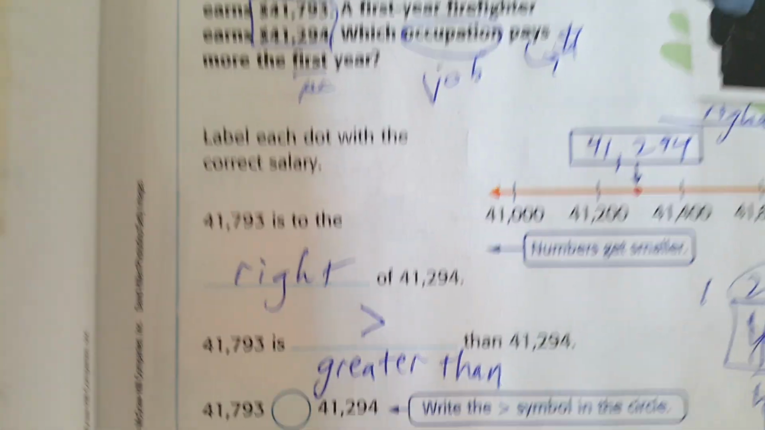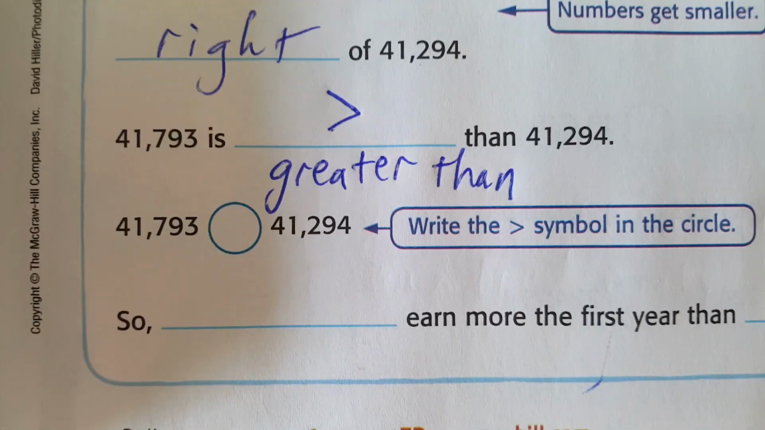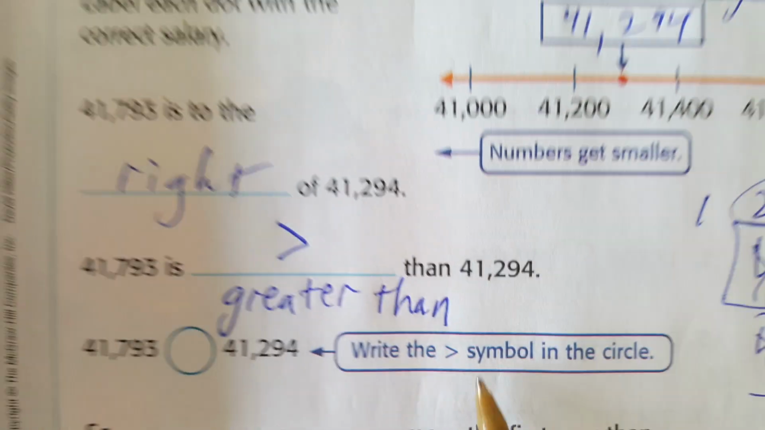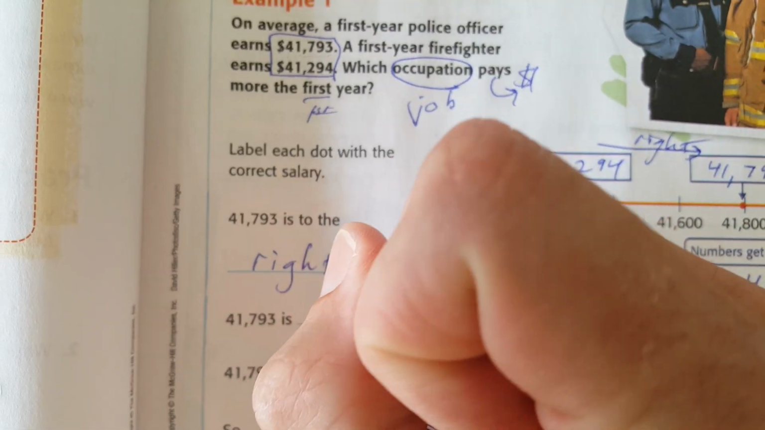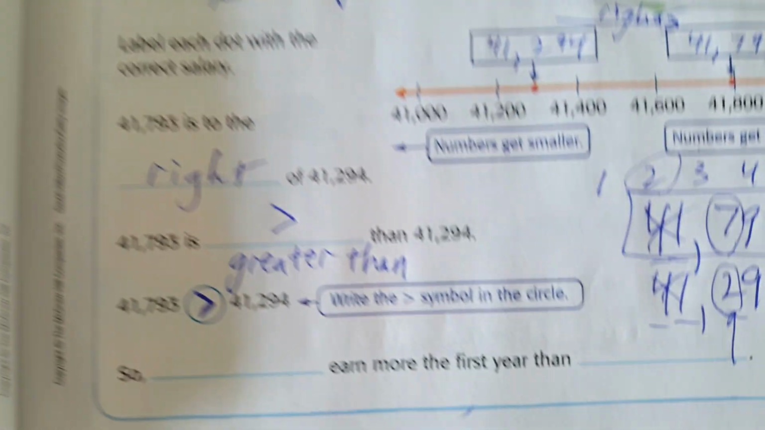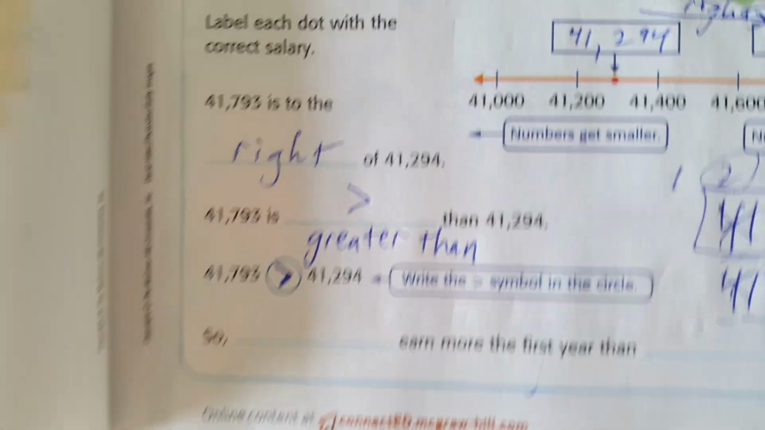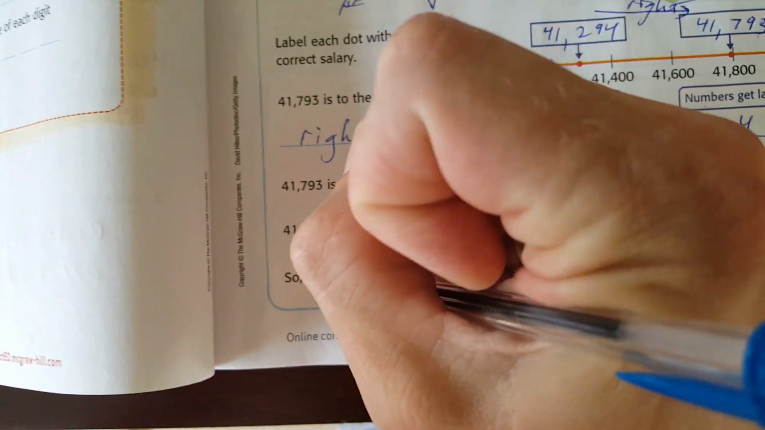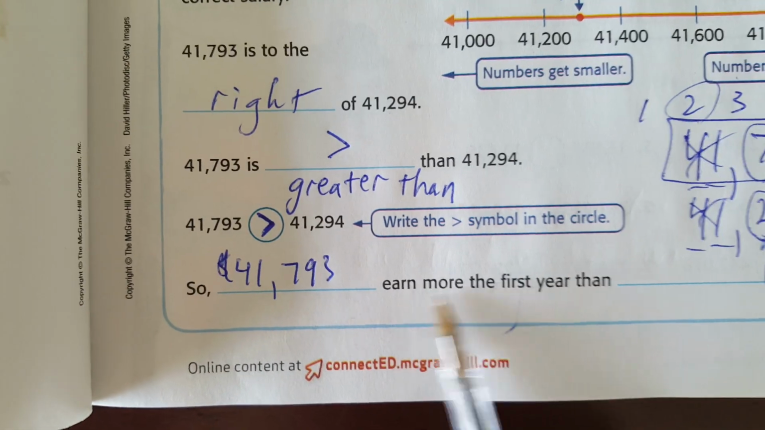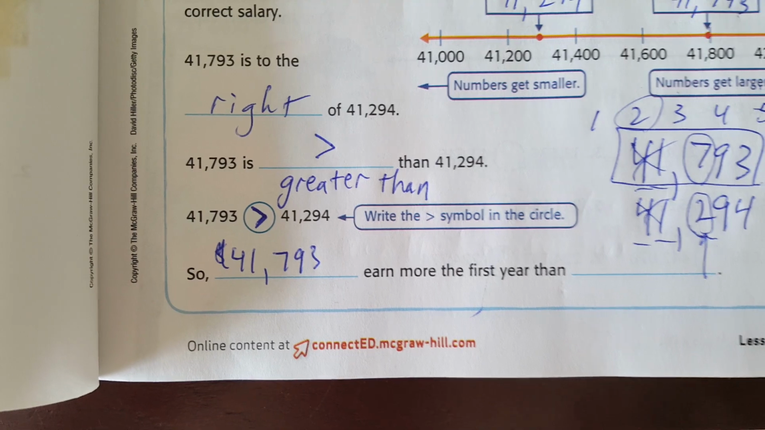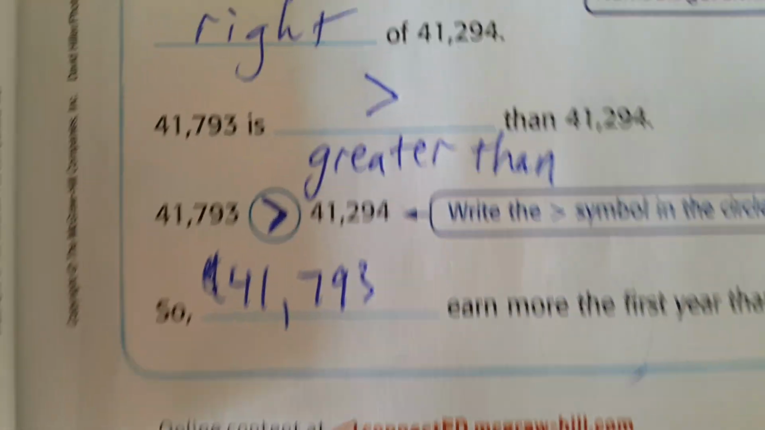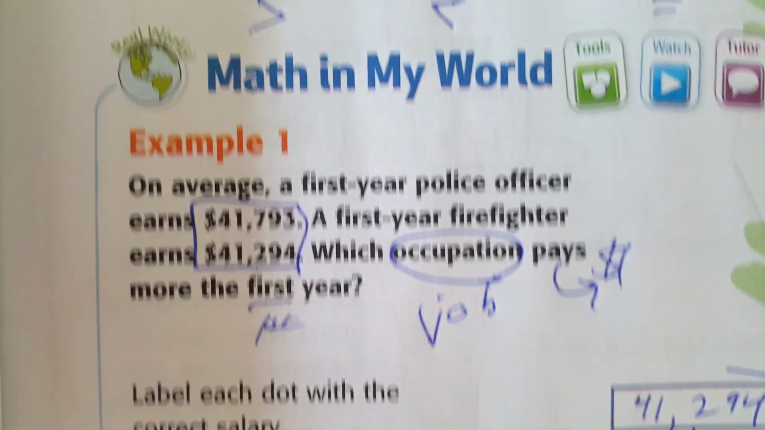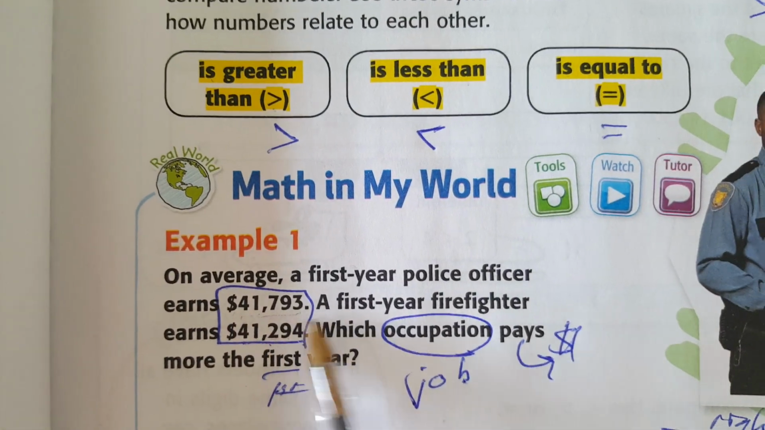There you go. And then the symbol, write the symbol in the circle, which they even provided for you. There's the greater than symbol. So 41,793 earned more the first year than, well, we don't want to put that in there. We were talking about the actual people. Who makes the 41,793? Oh, a police officer.